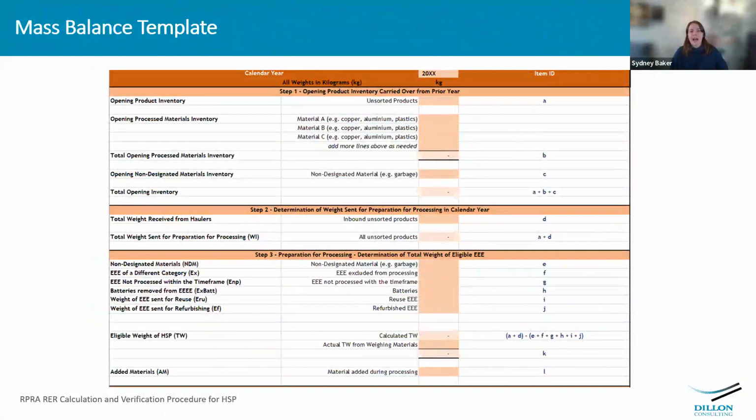And here we just wanted to highlight that we have created a mass balance template, and this is a tool that goes along with the procedure and assists processors in the calculation of RER. I'm not going to go through it in detail at this point. We just want you to know that it does exist and it's there as a resource to facilitate the RER calculation. Within the procedure, where the mass balance template applies, we've referred to the steps, indicating which steps need to be completed at each step of the calculation.